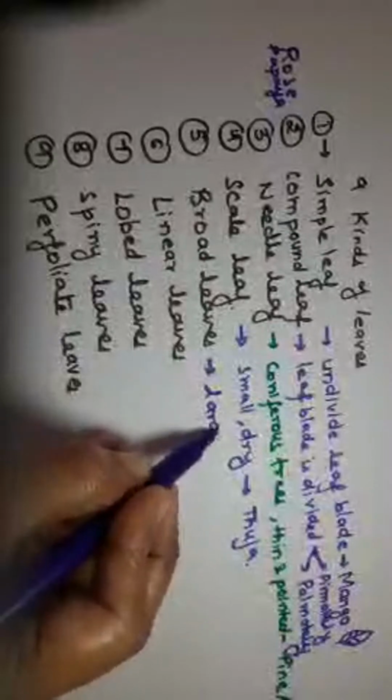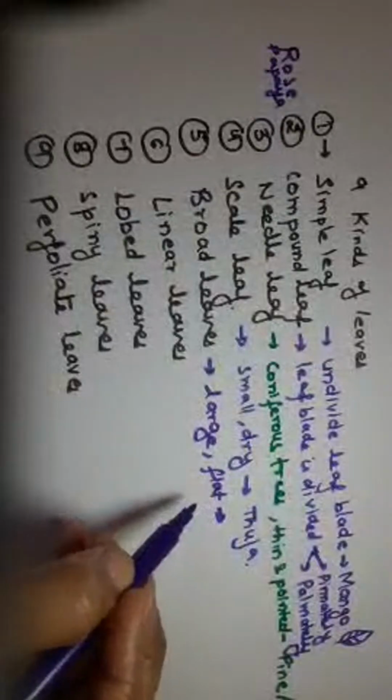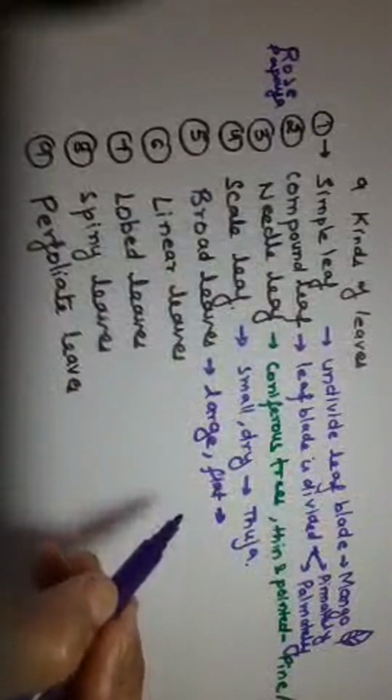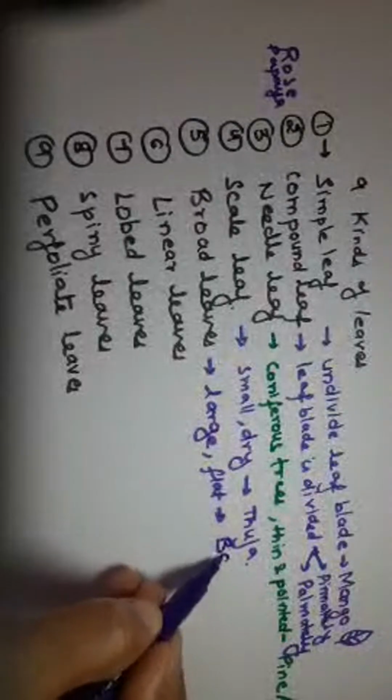The fifth kind of leaf is the broadleaf. The name itself indicates that these leaves are large and also flat. The flat surface helps to maximize important processes such as photosynthesis. And the flat leaves are observed in the case of banana.